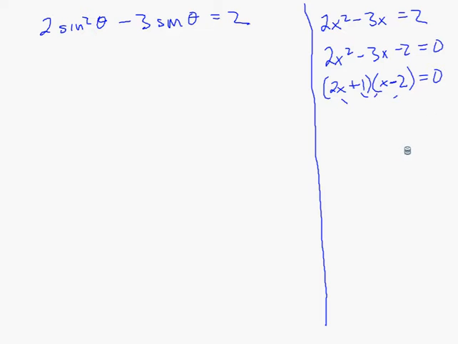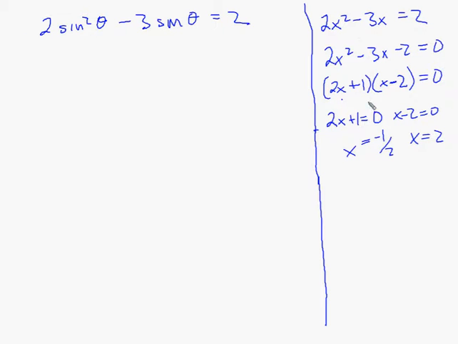Always check your factoring. It would be sad to get something wrong because we factored it wrong. Then we would do 2x plus 1 equals 0 and x minus 2 equals 0. So we get x equals negative 1 half, and x equals 2. So when we get up here, even though these are trig functions, we're going to treat it exactly like this.